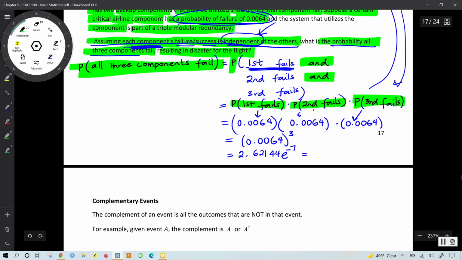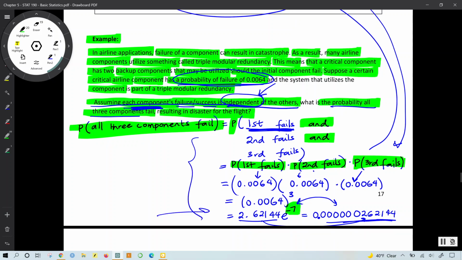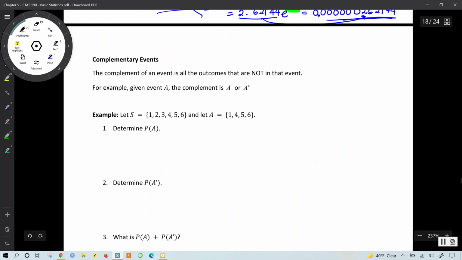This is the same thing as write 7 zeros, 1, 2, 3, 4, 5, 6, 7. Put a decimal after the first and the second one, and then enter the significant numbers, which is 2.62144. This is the full form of that number, if this is the initial standard form provided to you by your calculator. So with that, we make a formal introduction into independent events. Then we proceed to another type of event, namely complementary events.